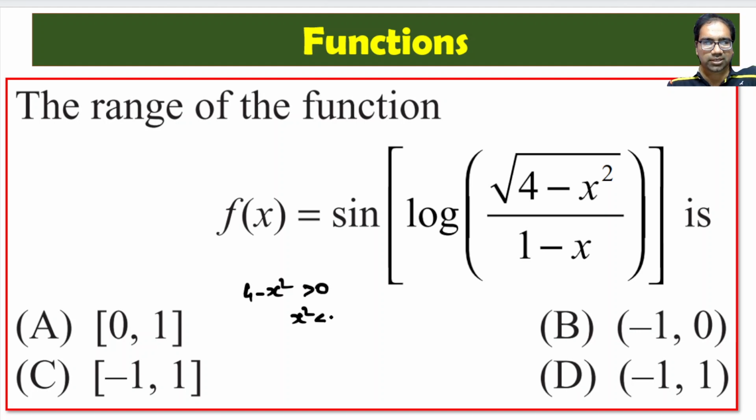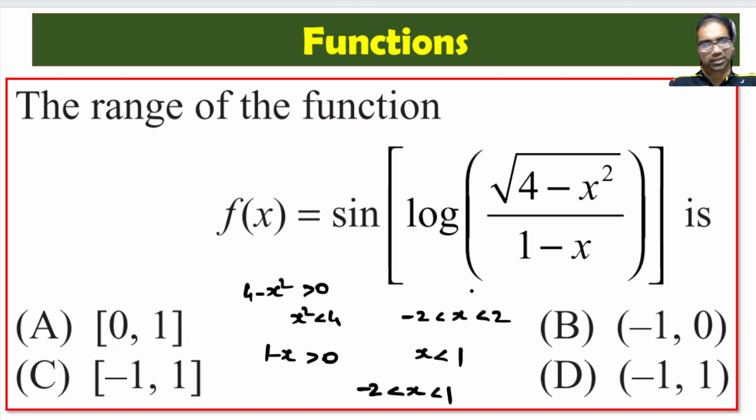That means x squared should be less than 4, so x should lie between minus 2 and 2. X squared is less than 4 means obviously x should lie between minus 2 and 2. At the same time, 1 minus x should be greater than 0. What does that mean? X should be less than 1. Putting these two conditions together, we have minus 2 less than x less than 1. So this is our domain. Broadly, we have figured out our domain.